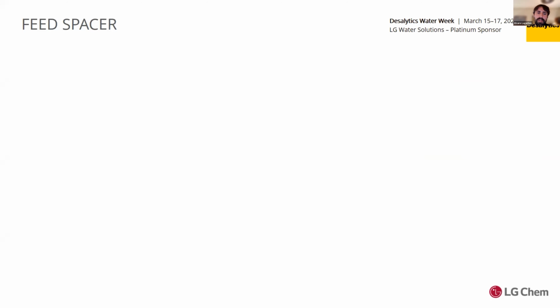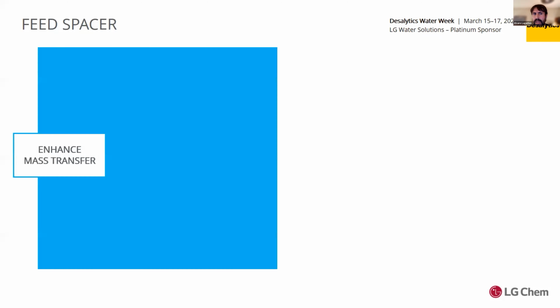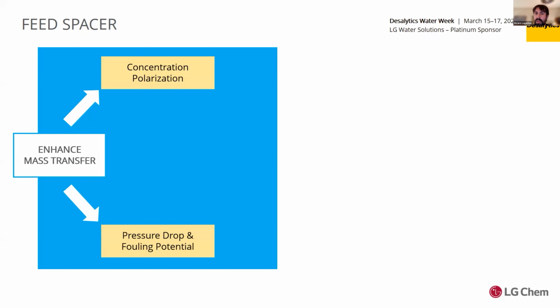What is the main purpose of the feed spacer in an RO membrane model? Besides being the mechanical separation of the different layers of a membrane, it is to enhance the mass transfer and minimize the concentration polarization. So we want to minimize that particular layer so it could be as thin as possible. On the other side, it's also responsible for the pressure drop across the membrane and for the fouling potential, because at the end, the feed spacer is what the feed flow encounters when crossing the membrane. It also defines those particular areas where you're going to have low velocity, the stagnant areas.